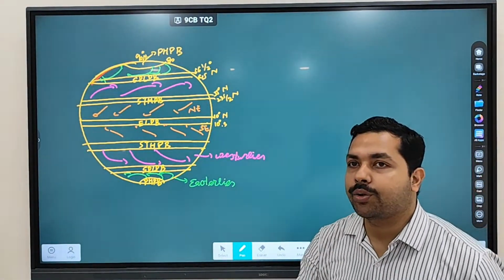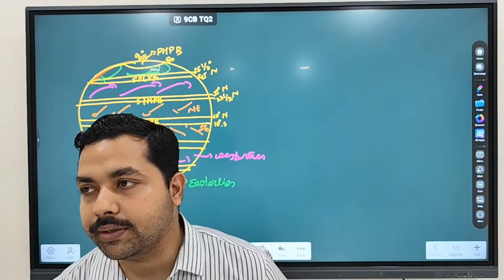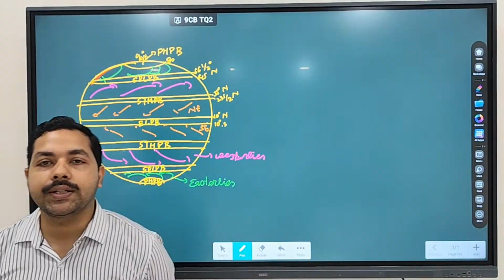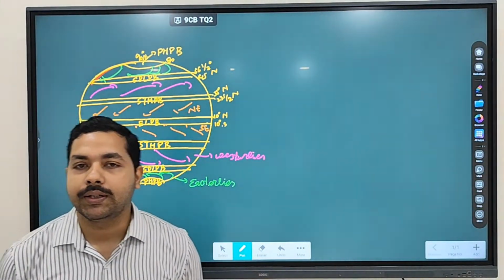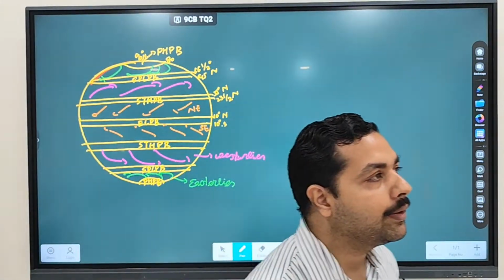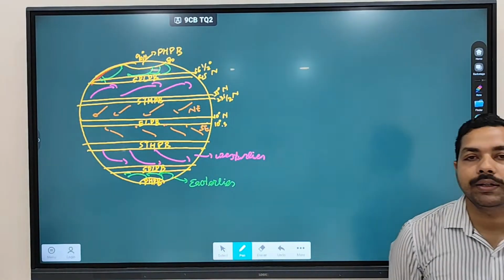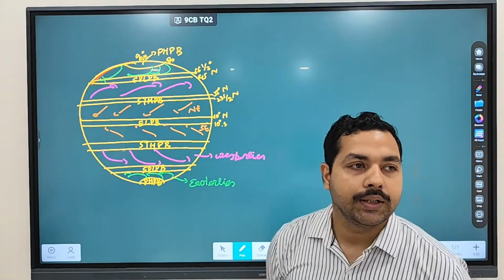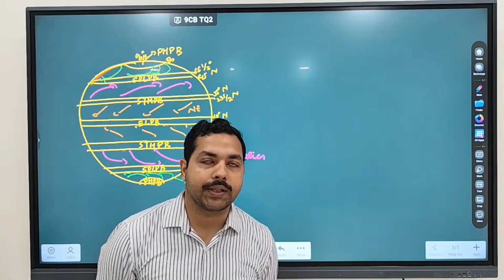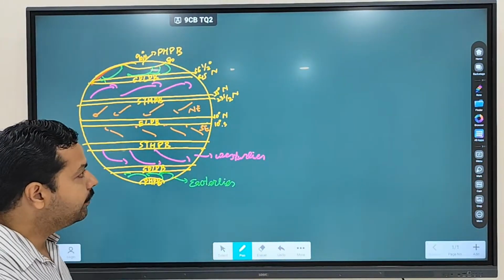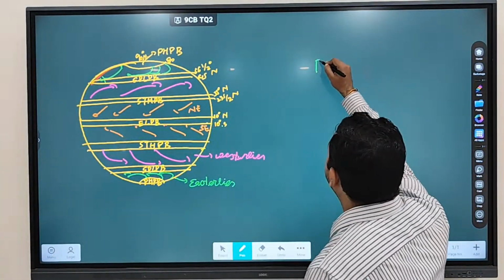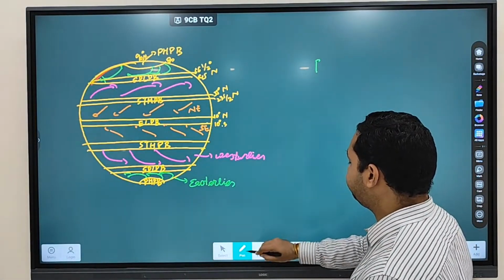We discussed that when non-rising air is there, it is the environmental lapse rate. When rising air is there, it is the adiabatic lapse rate. If the rising air is unsaturated, then dry adiabatic. If the rising air is saturated, then it is wet adiabatic. Fine. So we started with the concept of pressure belt, and we discussed what a pressure belt is.